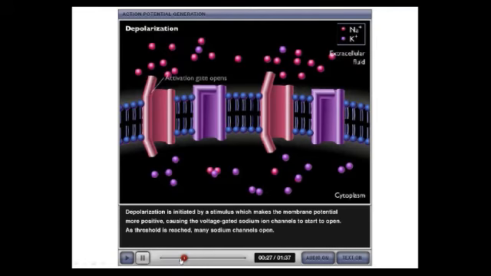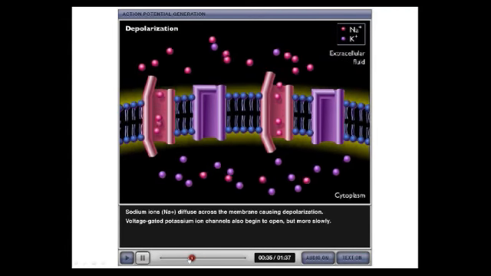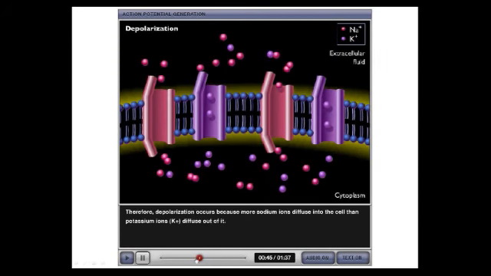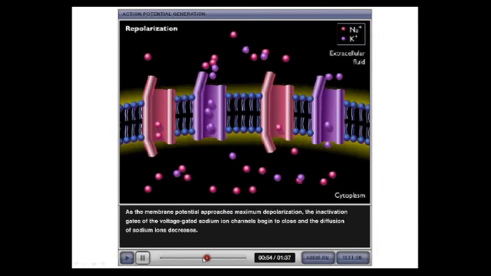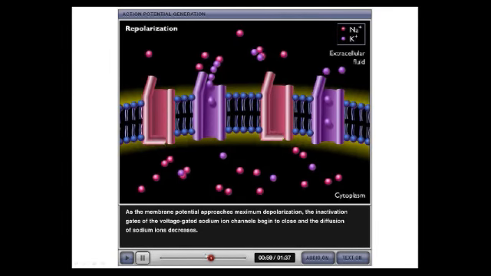So we open up sodium. Sodium's going to run in. Okay, sodium rushes in. We open up the potassium channels. Potassium rushes out. But then watch the little back gate on that sodium channel. Oops, wrong button. Okay, click.